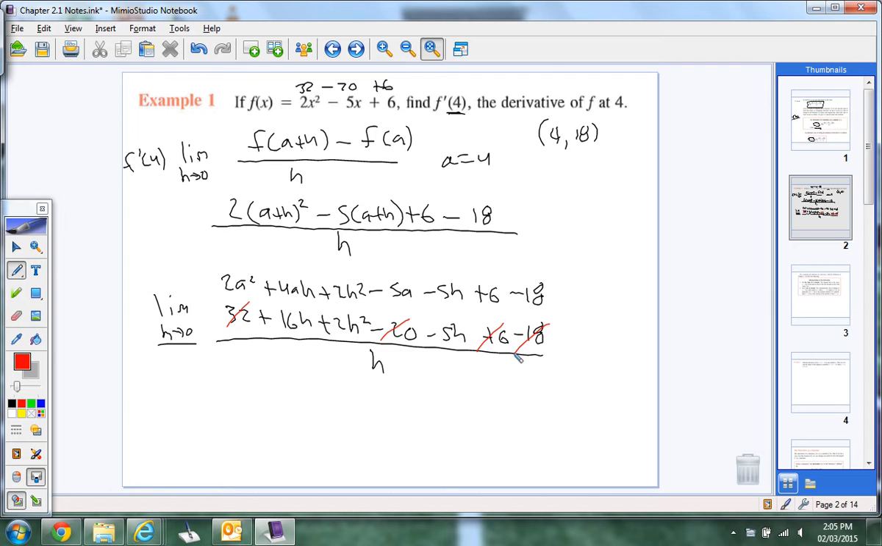So now we have just h's on top, which is really good because now we can simplify and get the h off the bottom. So 2h squared on top, 16 minus 5 is 11. We can pull an h out, and we get the h's to cancel. So now we can do the limit of 2h plus 11, so we get 11.